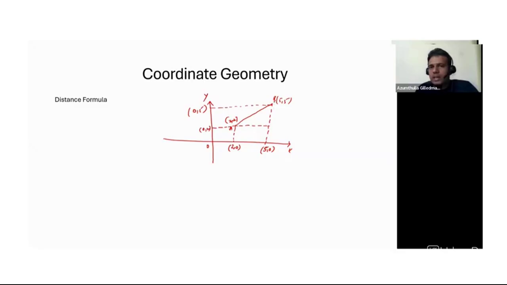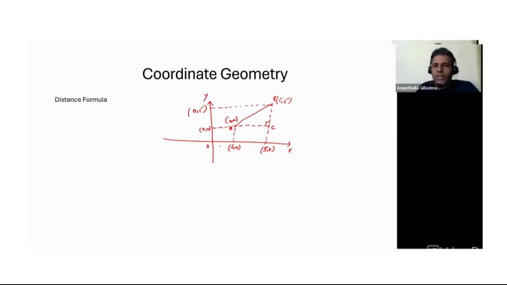Let's say this touches the perpendicular drawn from B at point C. Can I say this is a right angle triangle, delta ABC? Right angled at C, and then AB becomes the hypotenuse. So if I know this distance and this distance, I can find AB. That is our hypotenuse.